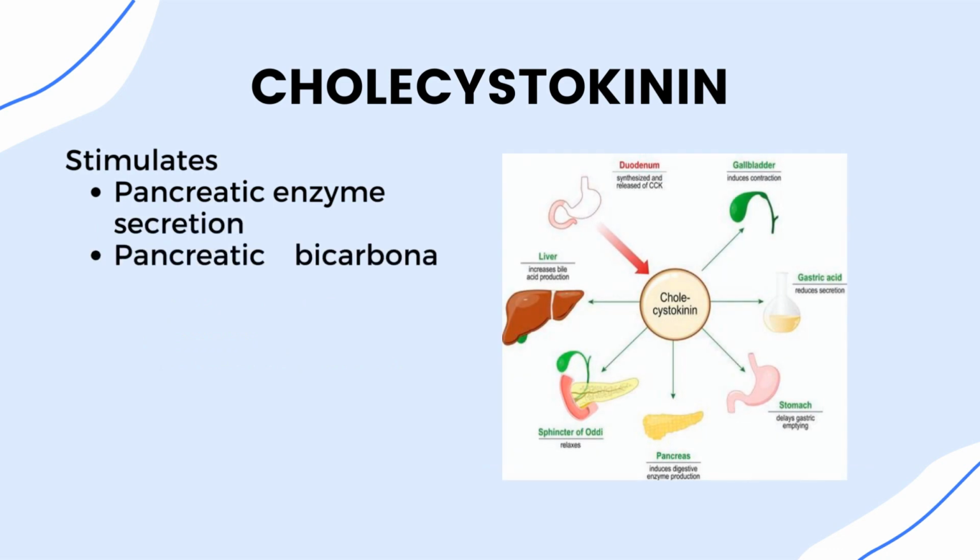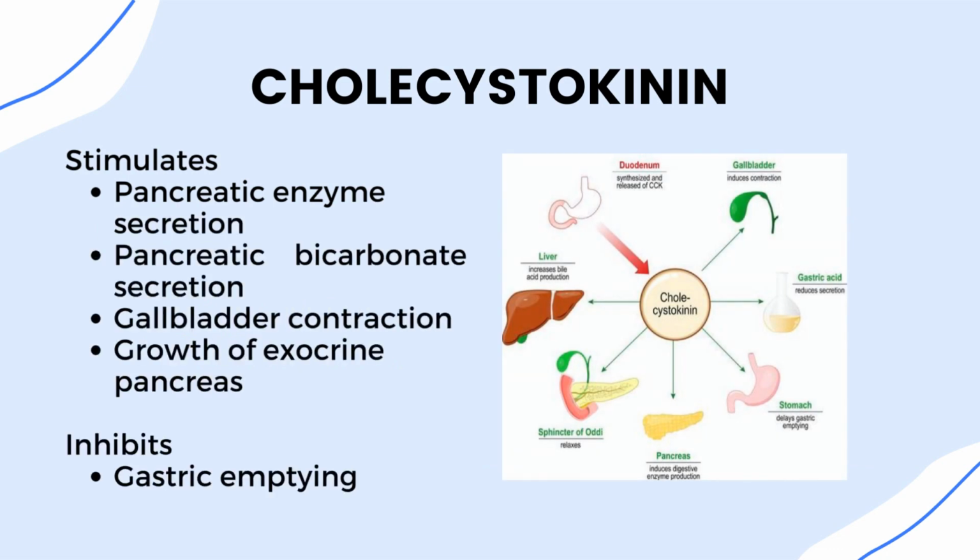The stimulus for the release of cholecystokinin, or CCK, is fatty acids and proteins. Cholecystokinin is secreted in the I cells of the duodenum and ileum, and its function is to stimulate pancreatic secretion of bicarbonate and enzymes and gallbladder contraction. It also stimulates the growth of the exocrine pancreas and inhibits gastric emptying. Cholecystokinin stimulates the secretion from the pancreas of bicarbonate and pancreatic enzymes, not to mention that it contracts the gallbladder and also inhibits gastric emptying.